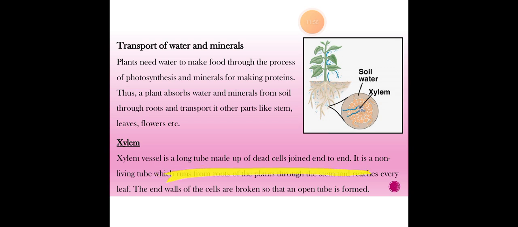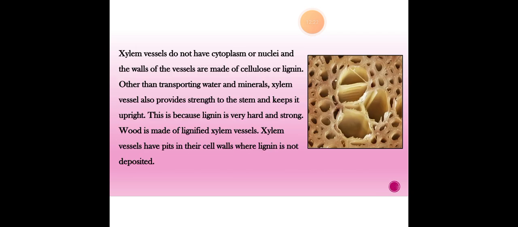So basically it's a long tube, which is made up of dead cells joined end to end. It's a non-living tube which runs from the roots of the plant through the stem and reaches every leaf. The ends of the cells are broken, so that an open tube is formed.